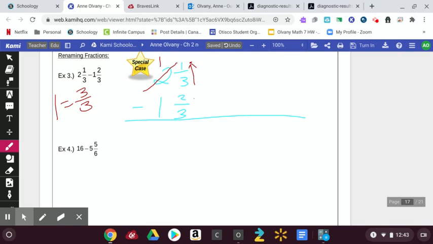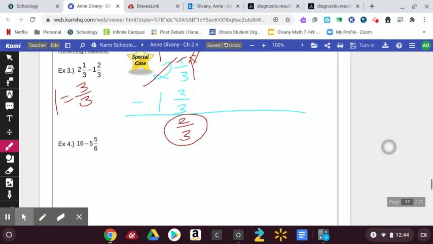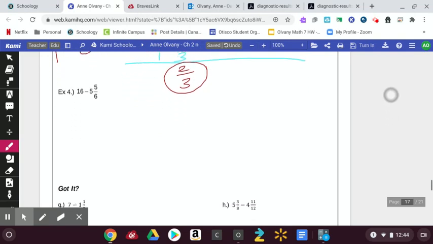So I'm going to borrow 1 and add these up. 3 plus 1 is 4. Now I can subtract. 4 minus 2 is 2. Keep the denominator. 1 minus 1 is 0. You can write the 0, but you don't have to. You might want to rewind and watch that again.